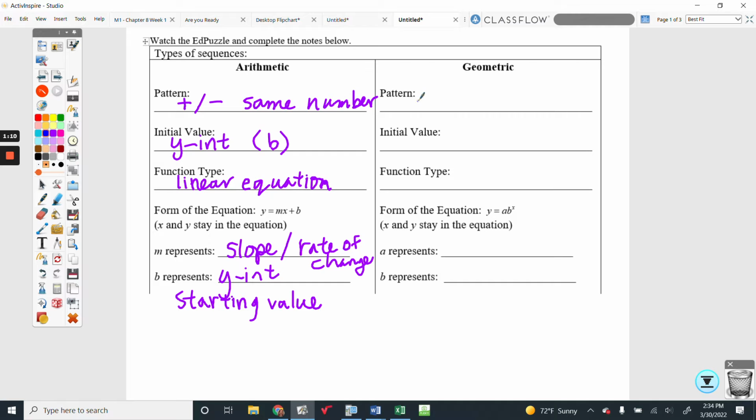Geometric sequences are sequences where we multiply or divide by the same number each time. Our initial value is still the y-intercept. In this case, we're going to refer to it as a. Our function type is exponential.